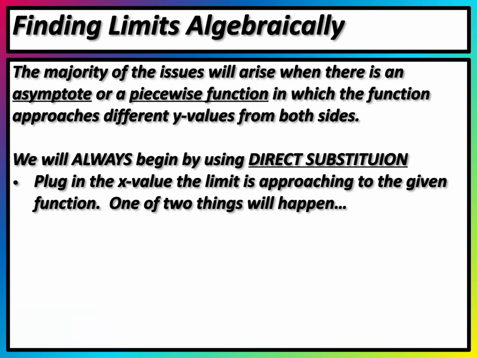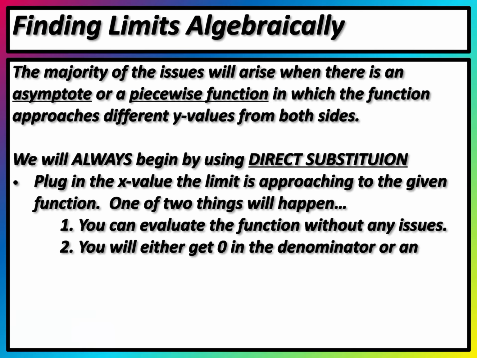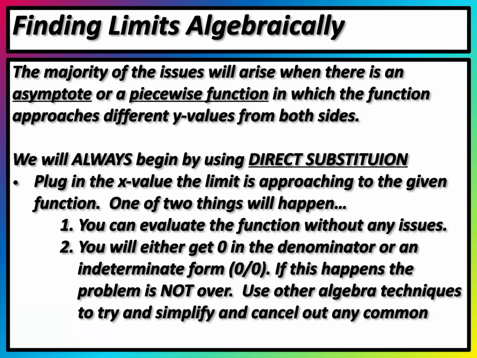So we're always going to use direct substitution to evaluate algebraically, and that means that we just take the x value of the limit and we plug that into our function. So two things could possibly happen here. We could evaluate without any issues, and we could get a value that our limit is equal to.